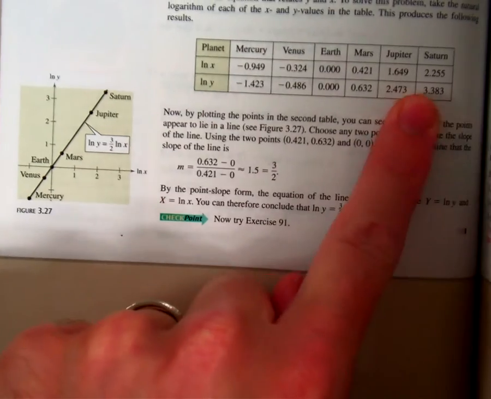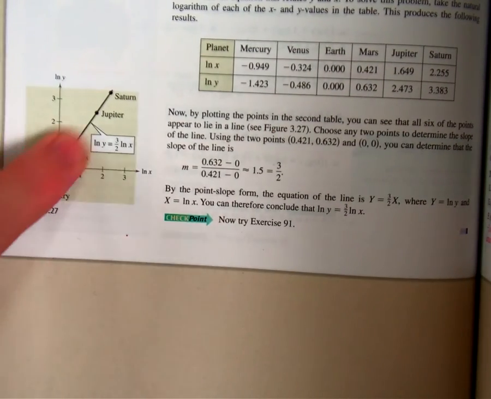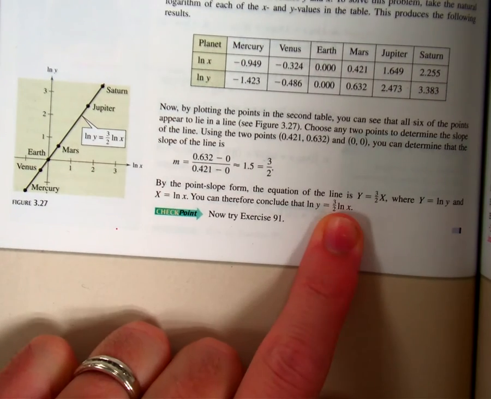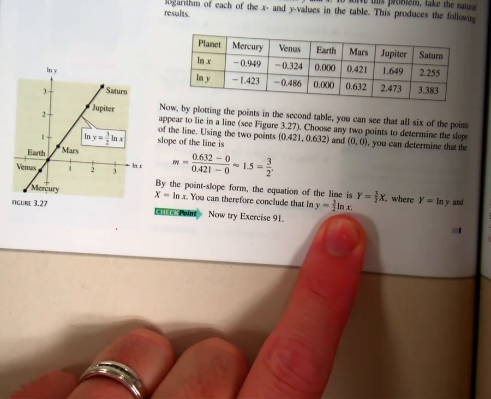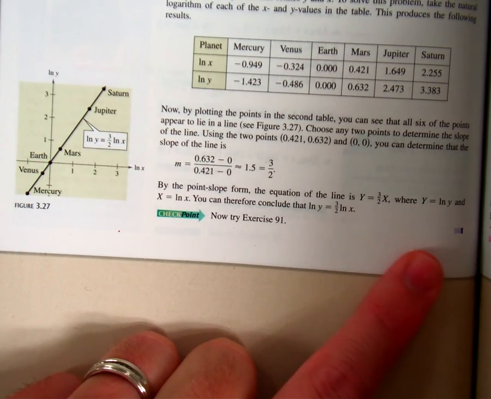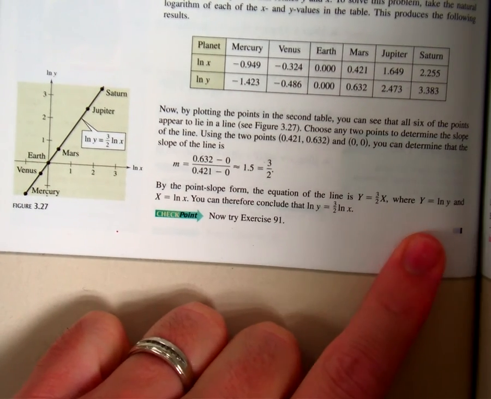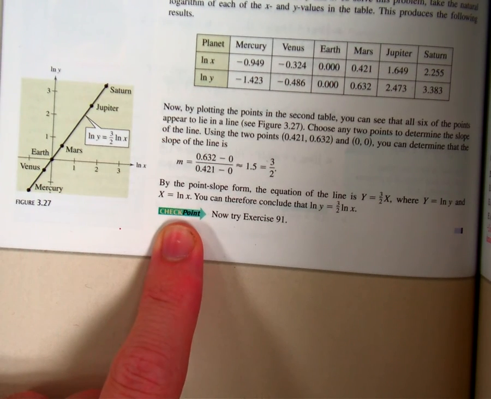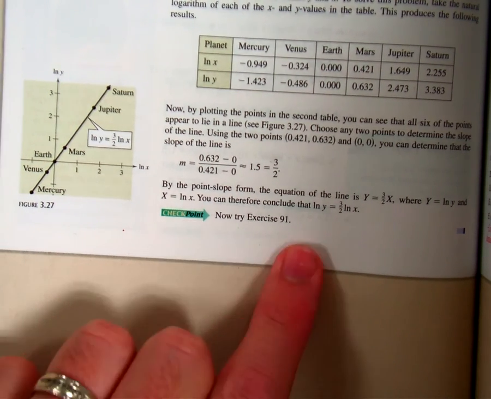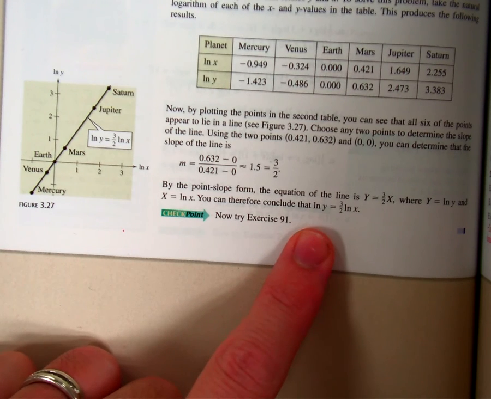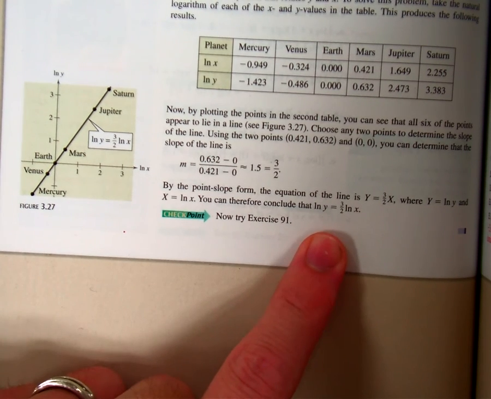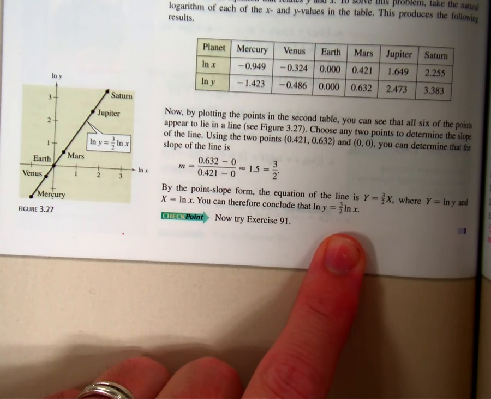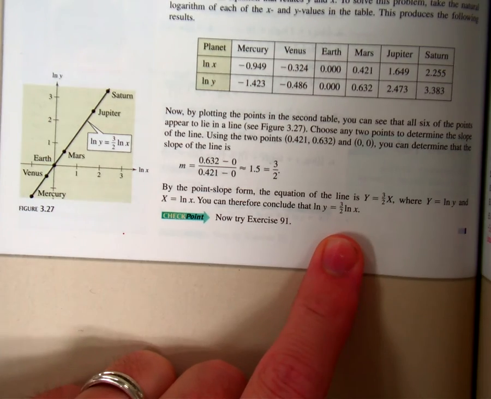Okay, so here's the book part of it. So after we do that, the natural log of all the points, it does make a straight line, and we can come up with an equation in terms of natural log. Capital Y equals 3/2 or 1.5 times capital X, where capital Y is the natural log of little y, and capital X is the natural log of x. So we can conclude that little y would also be equal to 3/2 the natural log of x. Natural log of little y equals 3/2 natural log of x.